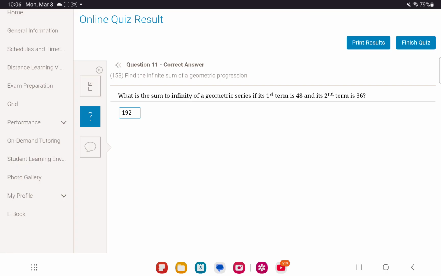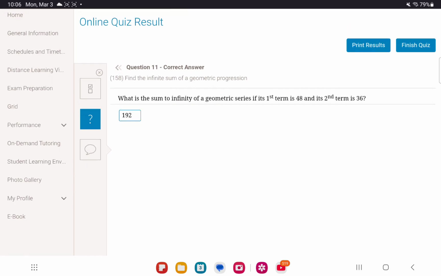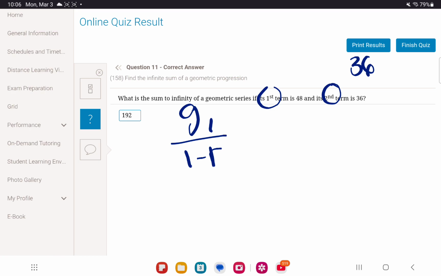Here they want the sum of all of them. So it didn't specify a single term, so we use the rule that states G1 over 1 minus r. Here they didn't give us the common ratio, but we can find it because they gave the second and the first term and it's geometric. So we divide: 36 divided by 48, you get 0.75.